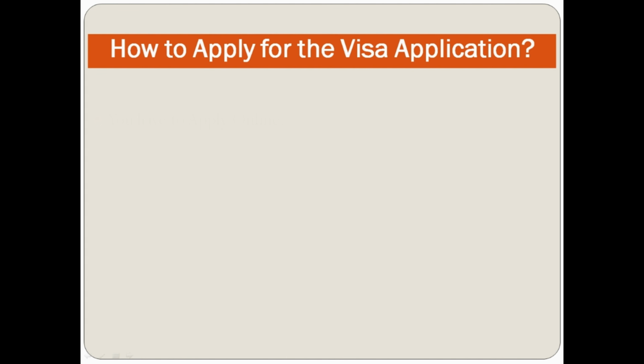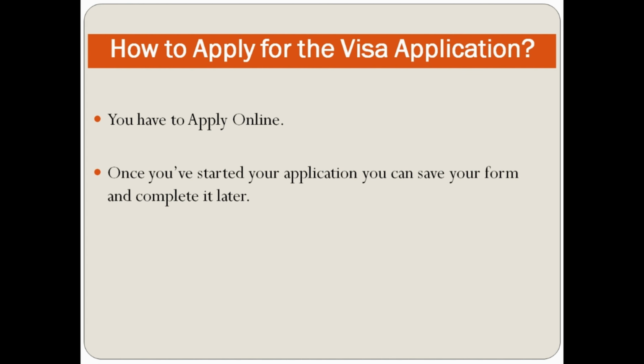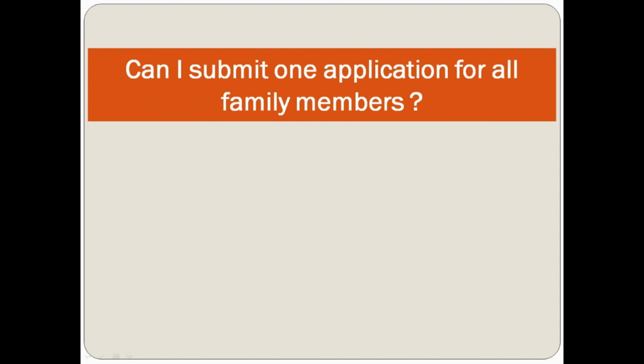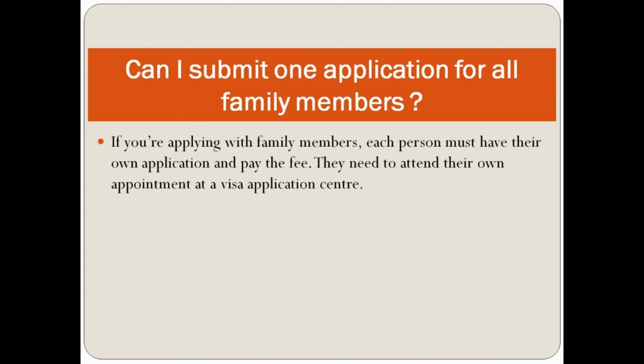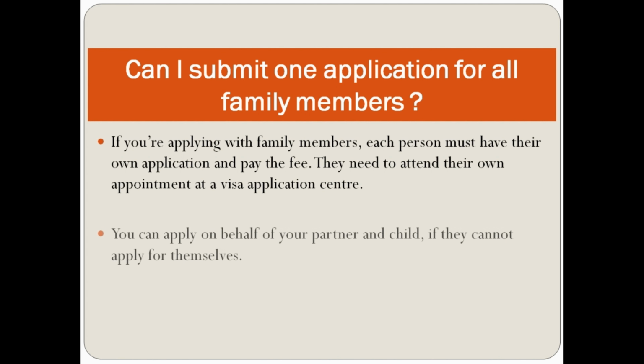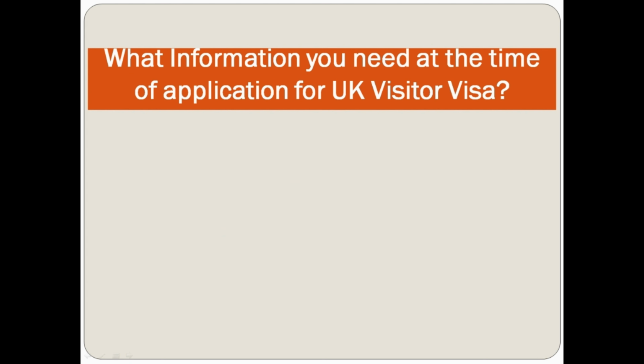How to apply for the UK visitor visa? You have to apply online. Once you have started the application online, you can save it and complete it later. Can I submit one application for all the family members? No, you can't. If you are applying with family members, each person must have their own application and pay the fees. They need to attend their own appointment at the visa application center. You can apply on behalf of your partner and child if they cannot apply for themselves.